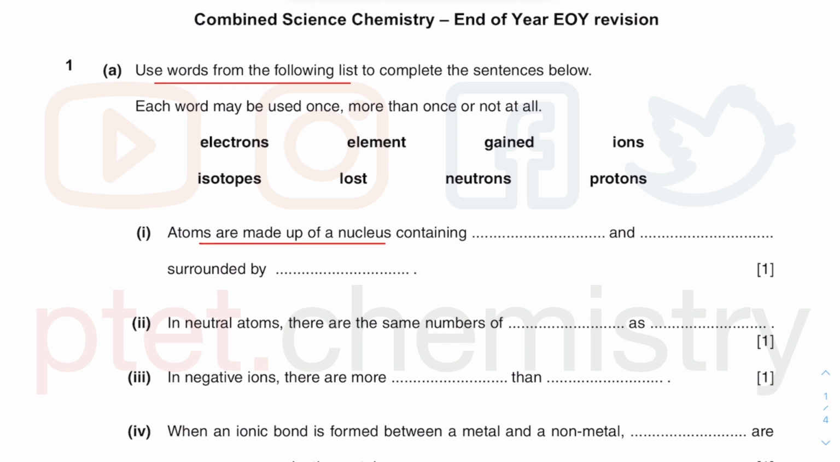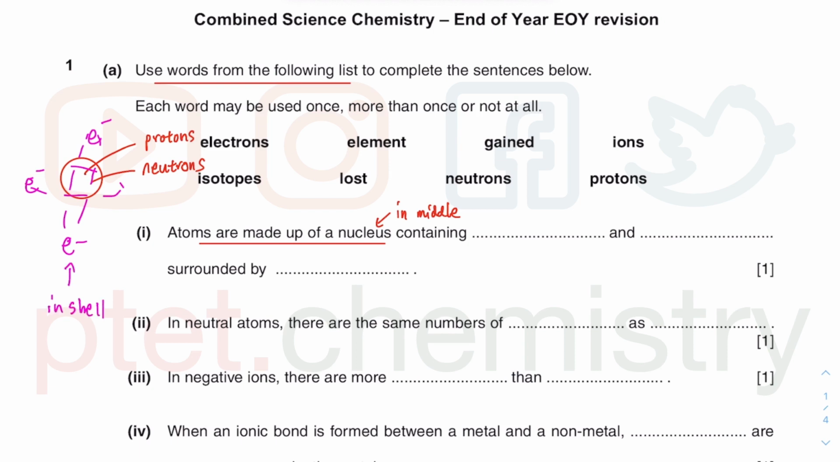Atoms are made out of a nucleus. The nucleus is in the middle, and inside the nucleus you have protons and neutrons. Both of them are inside the nucleus. Then you have the electrons outside, in shells. Protons and neutrons are very heavy.